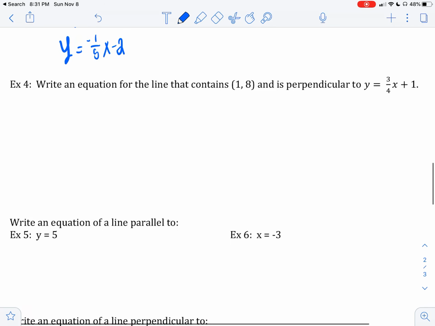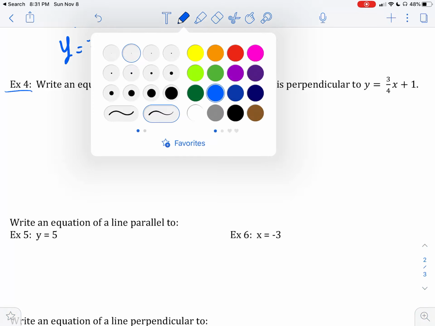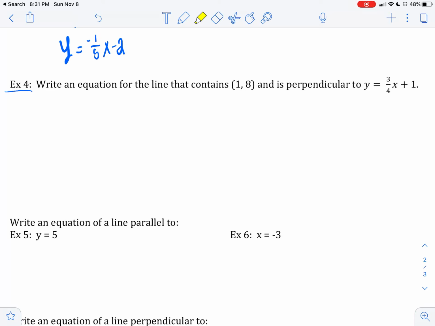Okay, I want you to pause the video and try to solve number 4 on your own, and once you think you have the answer, press play. So our first step is to identify the slope of this line that we're finding a line perpendicular to. If the slope is 3/4, we need to find the opposite reciprocal of 3/4. Well, 3/4 is positive, so we need a negative, and then we switch the numerator and the denominator. So we're at -4/3.